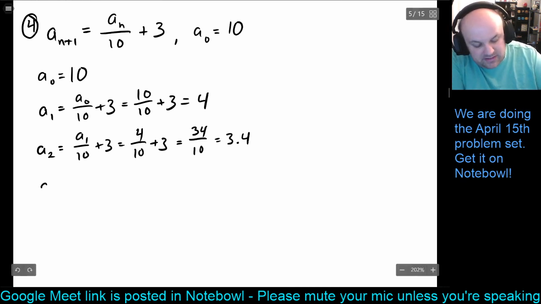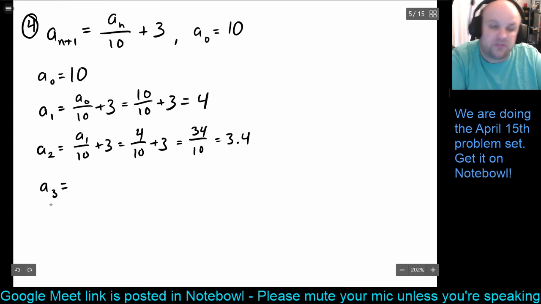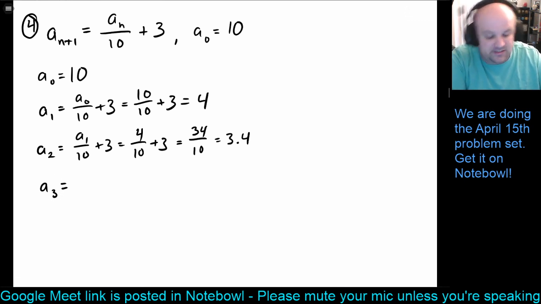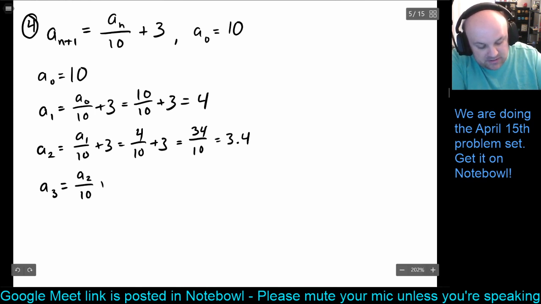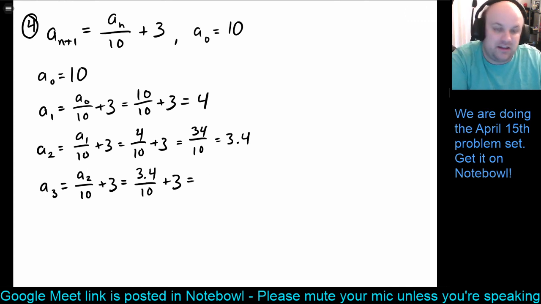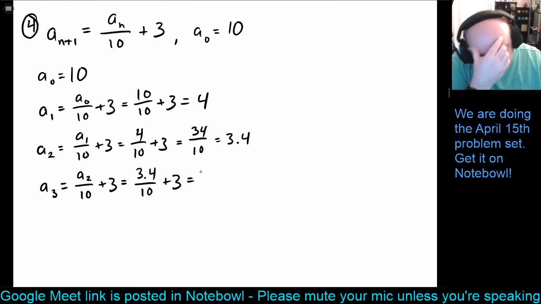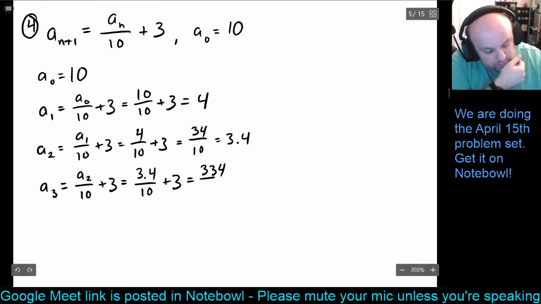Right? Let's look at a3. This is the fourth term now, right? Because we started at 0. So this is a2 over 10 plus 3. So this is 3.4 over 10 plus 3, which, depending on how you want to do this, if you want to write this as a nice fraction, this is going to be 334 over 100, which is 3.34.